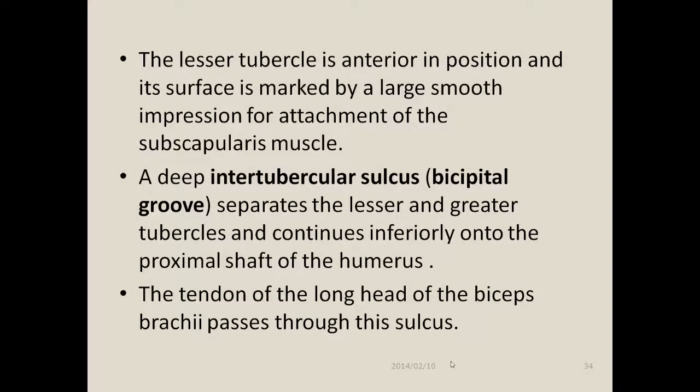The lesser tubercle is anterior in position and its superior surface is marked by a large smooth impression for the attachment of the subscapularis muscle. A deep intertubercular sulcus separates the lesser and greater tubercles and continues inferiorly onto the proximal shaft of the humerus. The tendon of the long head of the biceps brachii passes through this sulcus.